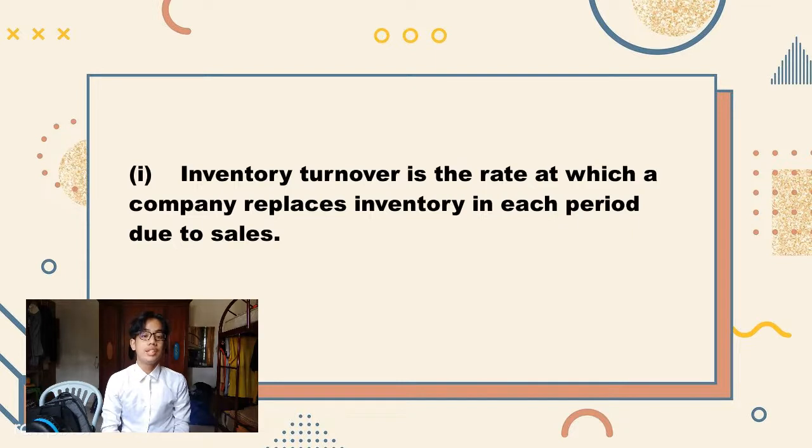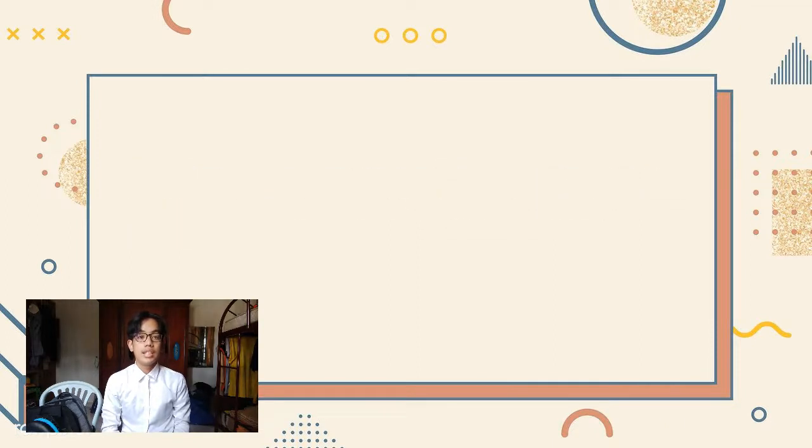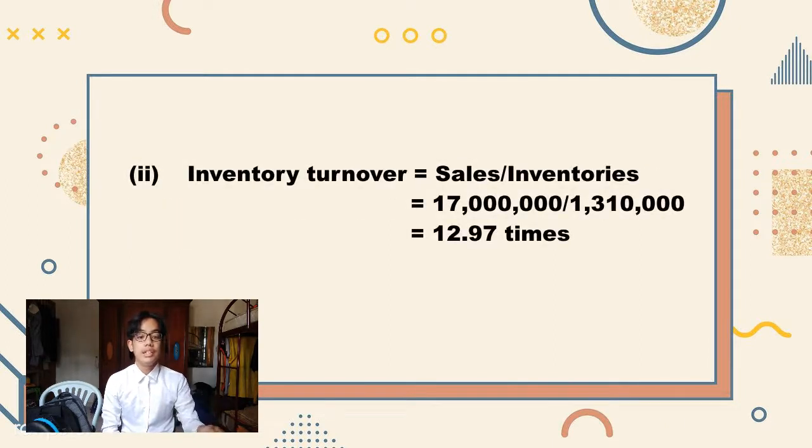Inventory turnover is the rate at which a company replaces inventory in each period due to sales. The calculation of inventory turnover is inventory turnover equals sales divided by inventories. So the Hikmah Bakti Berhad inventory turnover is 12.97 times.